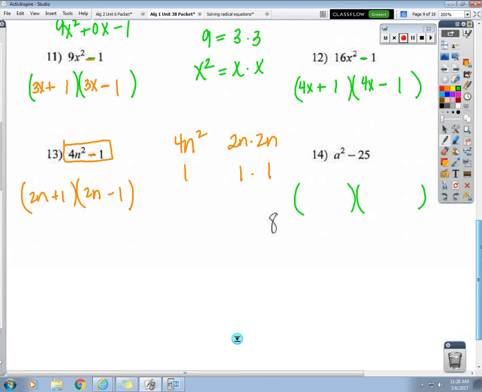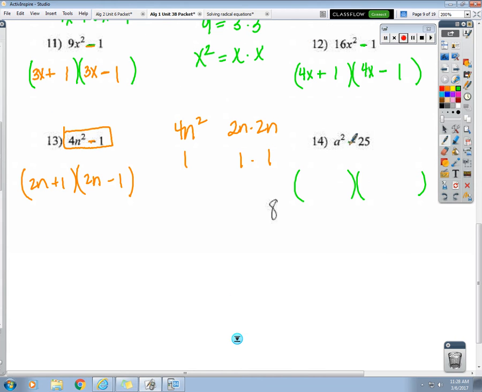Okay, so for number 14, it's a difference. Is it two perfect squares? Yes. a squared is a times itself, and 25 is just 5 times itself. So both of those are perfect squares. This is a difference of two squares, but the only thing that has to be different is the signs for two reasons. To make a negative 25, you have to have a positive 5 and a negative 5. And you don't have to write this, just watch.